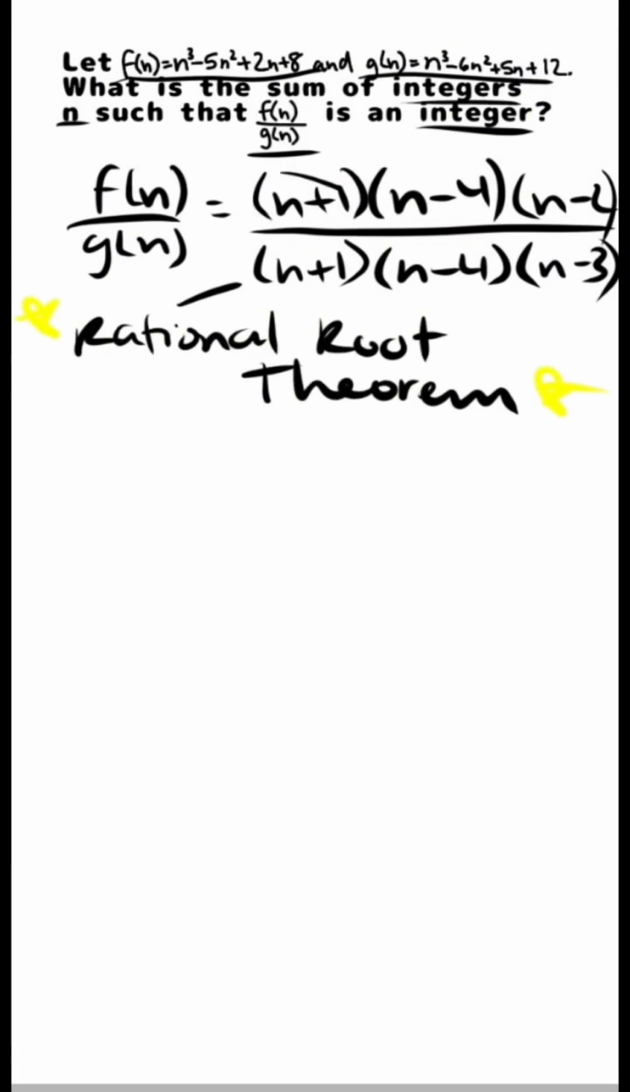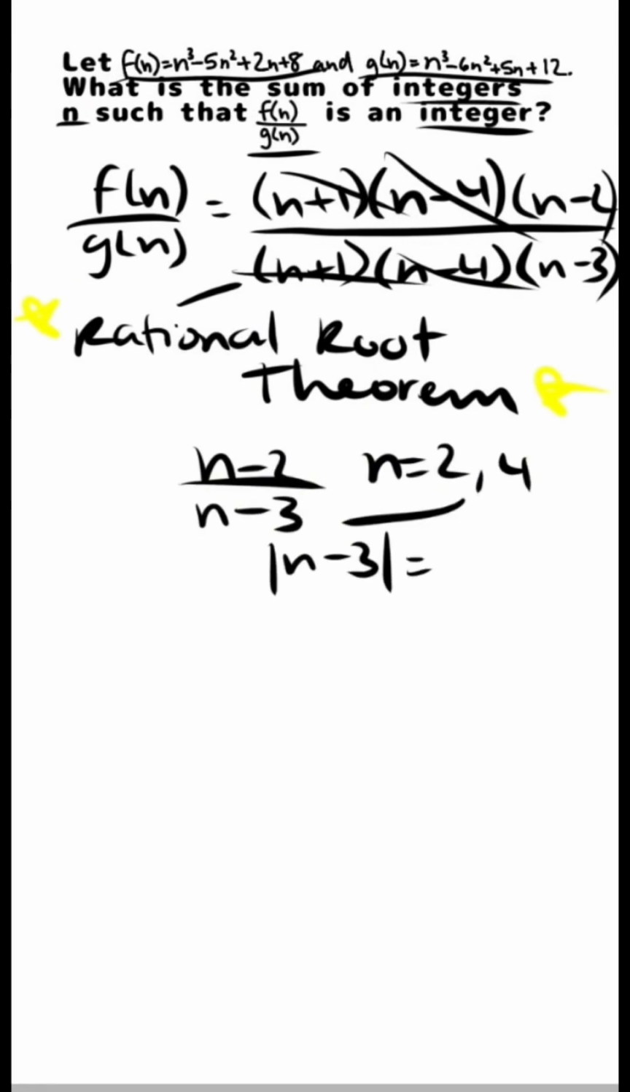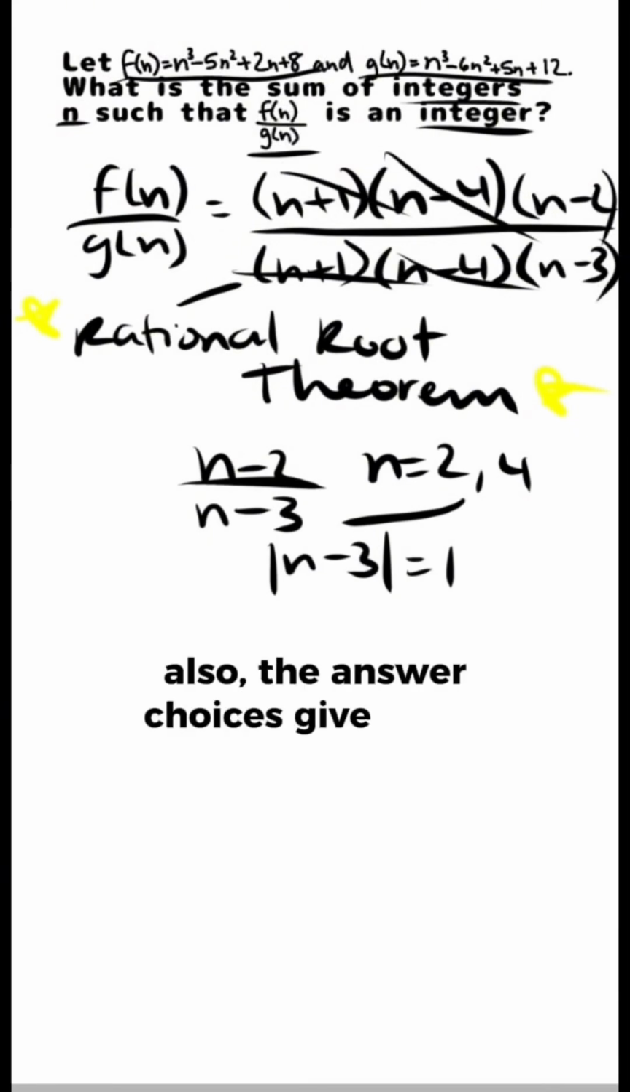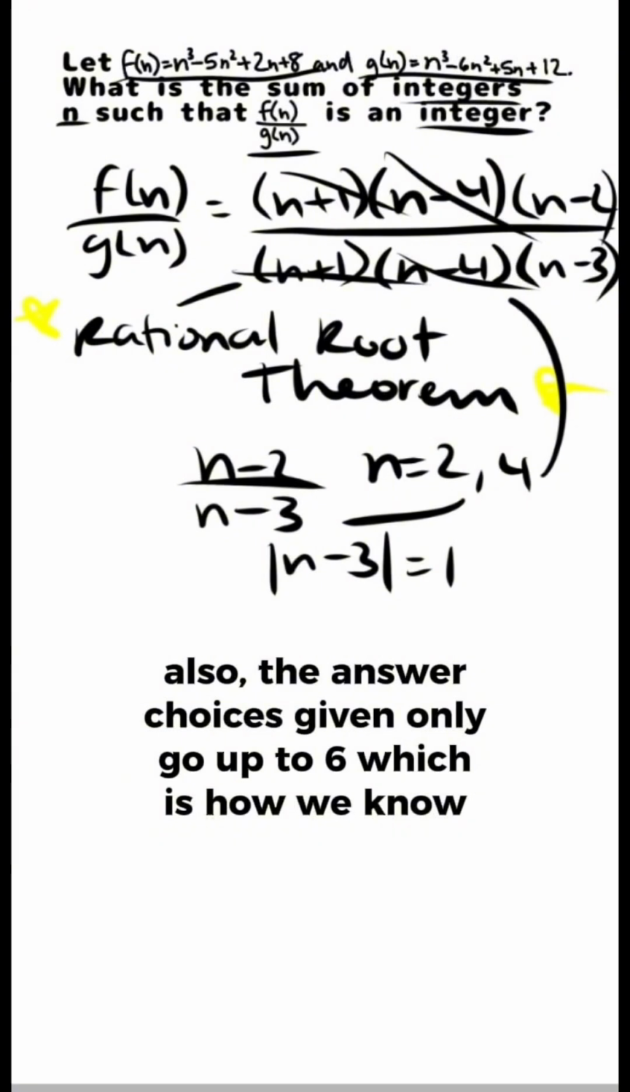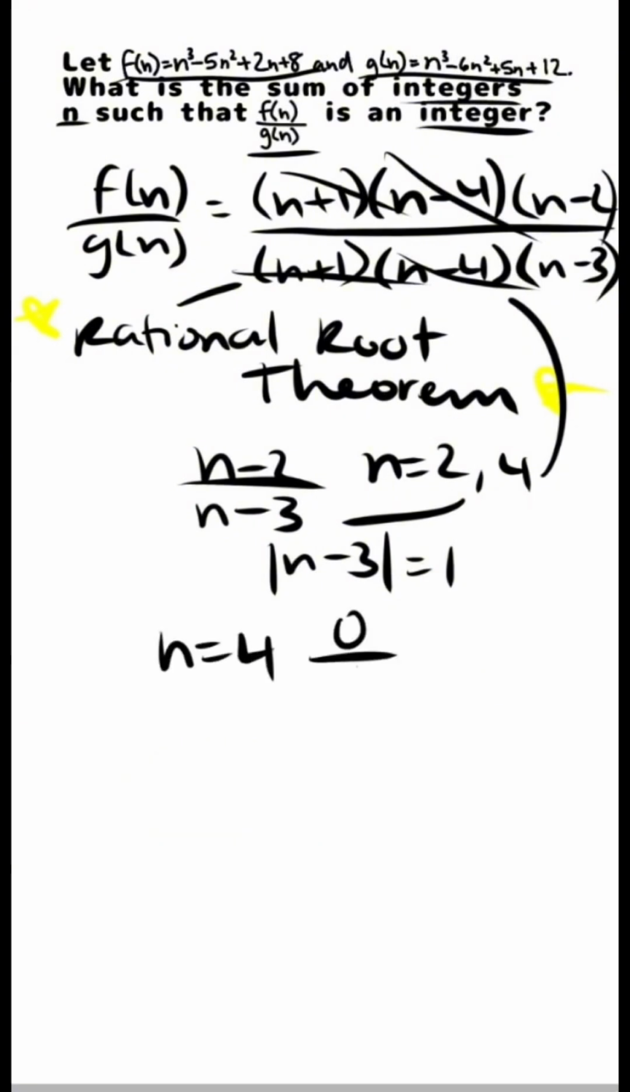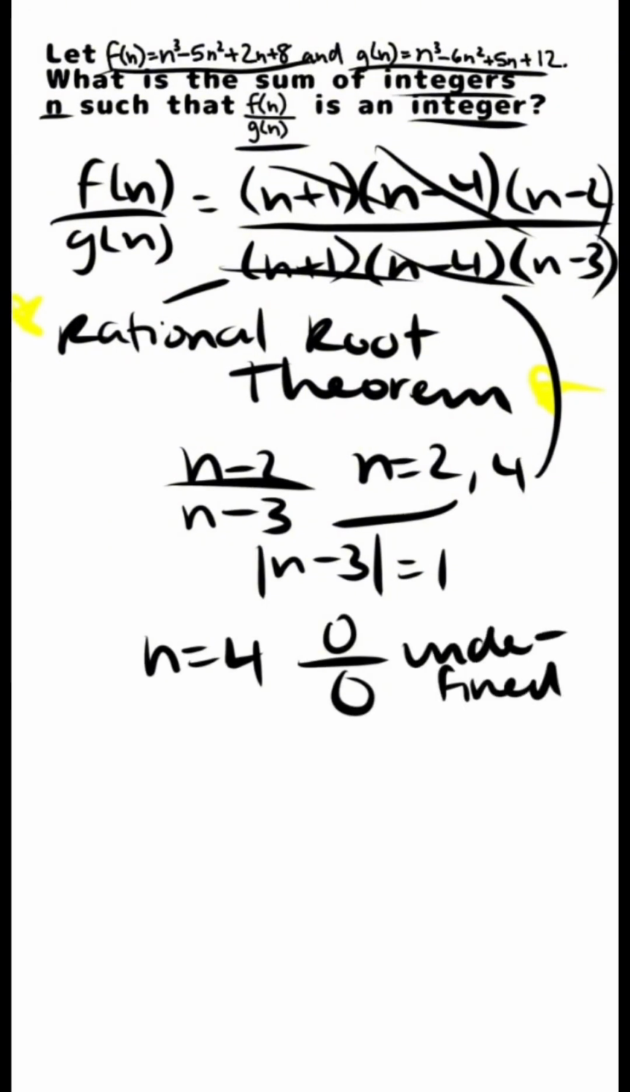Canceling n plus 1 and n minus 4 on the numerator and denominator, we get (n minus 2) divided by (n minus 3) is an integer, and we can notice that n can only equal 2 and 4 since that is when the denominator is 1 or negative 1. However, n equals 4 makes the denominator 0 when plugging it back into the original expression, so our only option is 2, which is our answer.